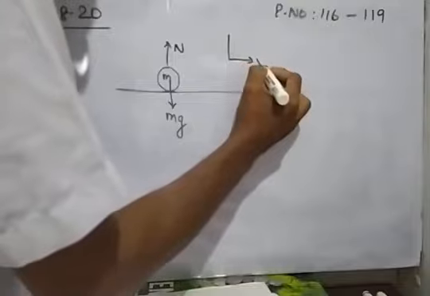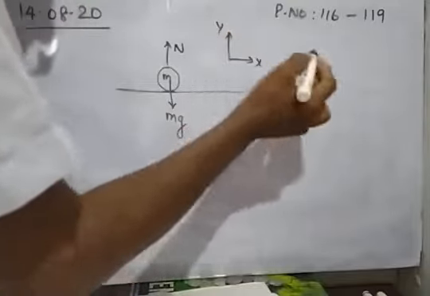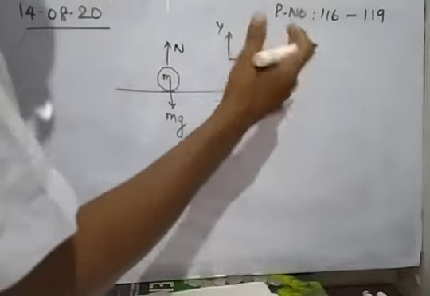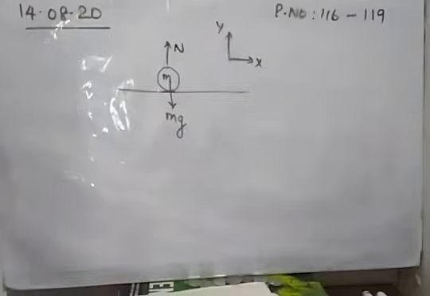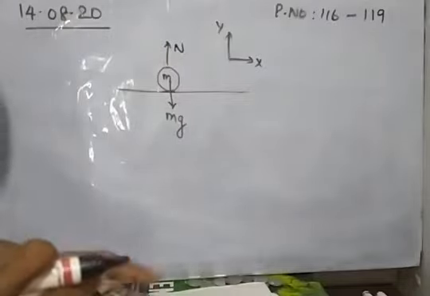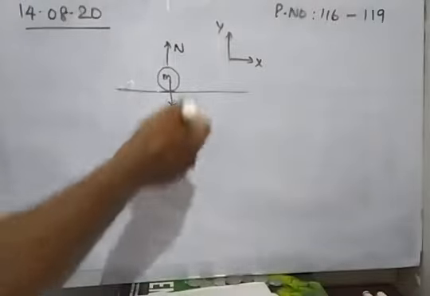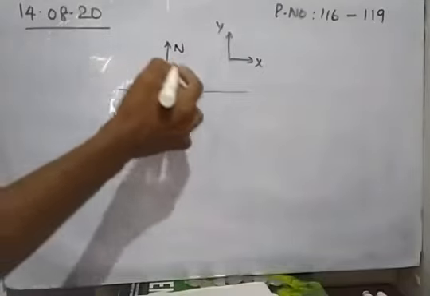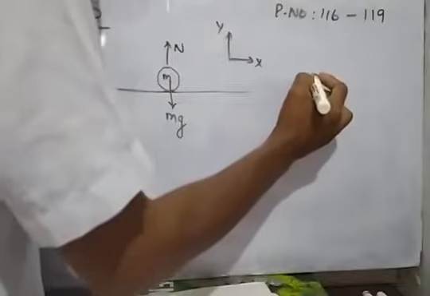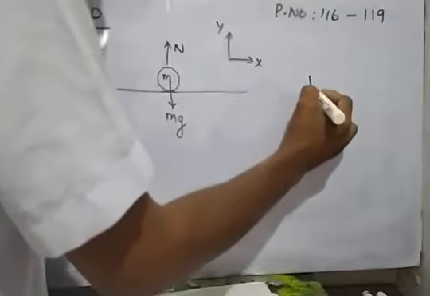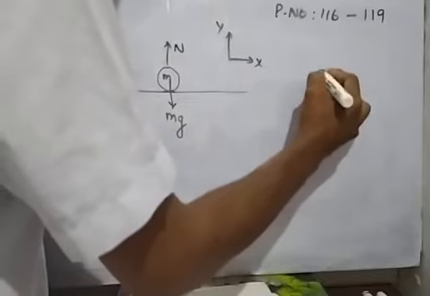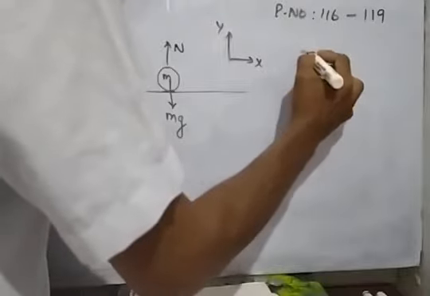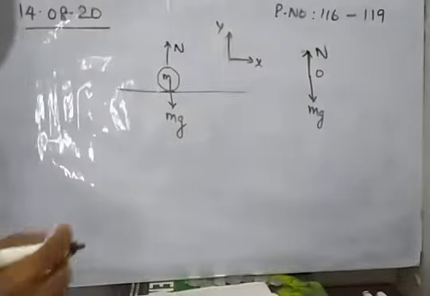Here x is the horizontal axis and y the vertical axis. Along the x direction there is no force at all. But along the y direction and the negative y direction there is a force. For this, if we draw a free body diagram, the object is taken as a point. Then mg is acting vertically downwards, and the normal force is acting vertically upwards.